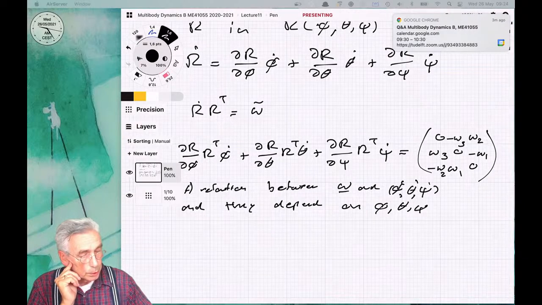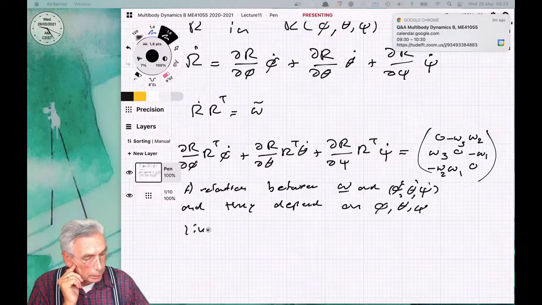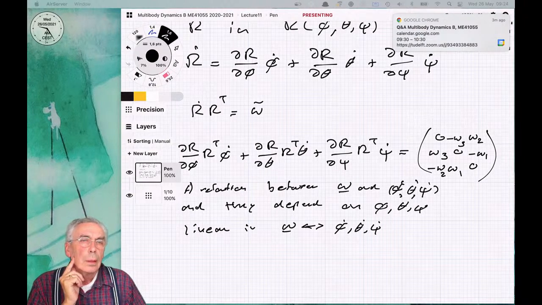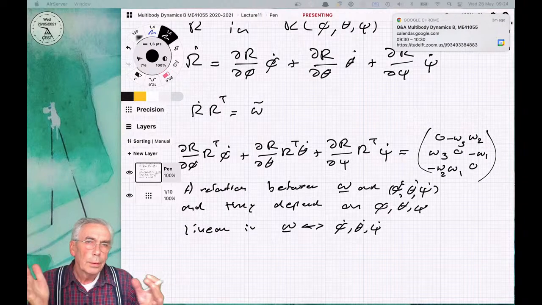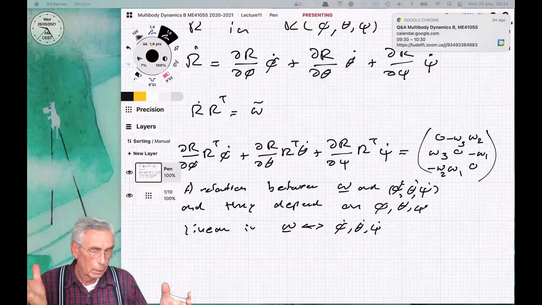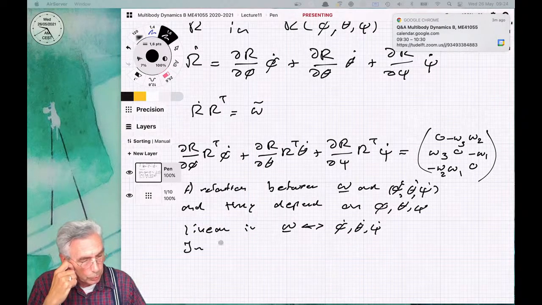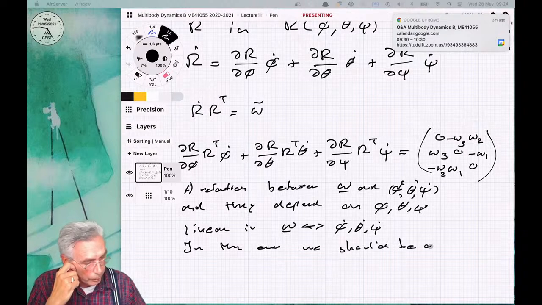But what we also see is that it's linear in omega versus phi dot, theta dot, psi dot. There's a linear relationship between them, meaning that in the end, we should be able to write it like this.